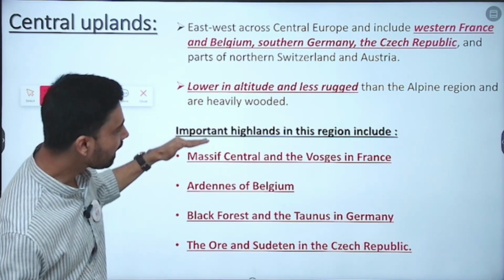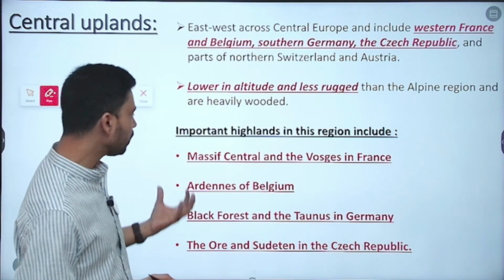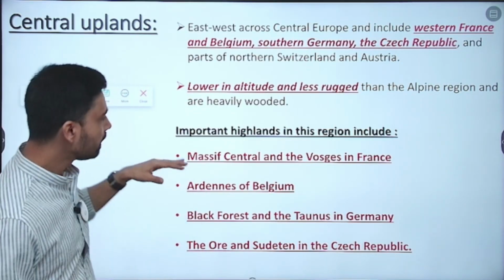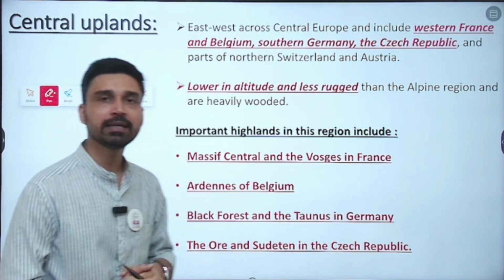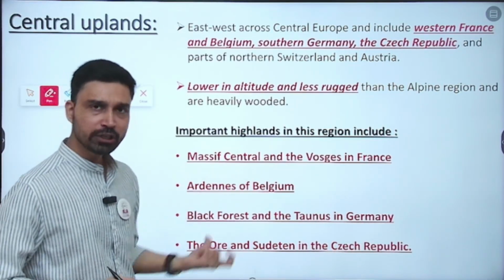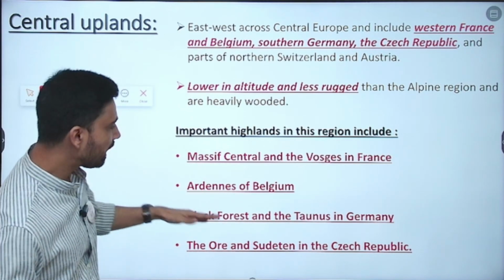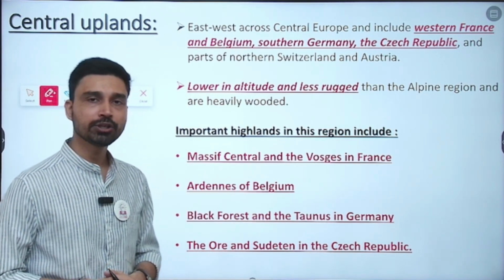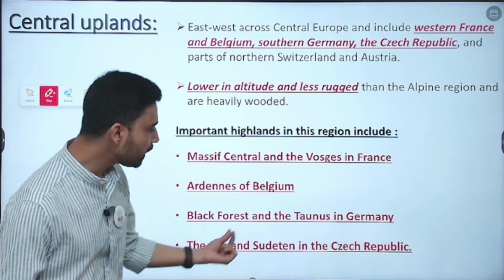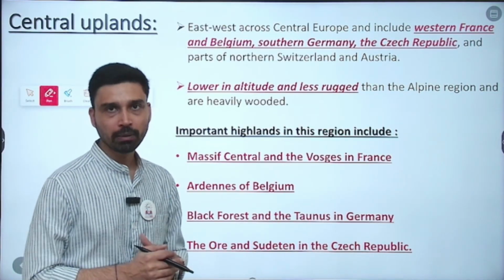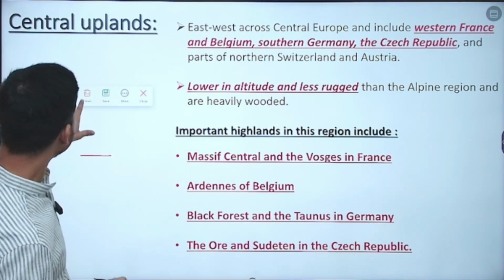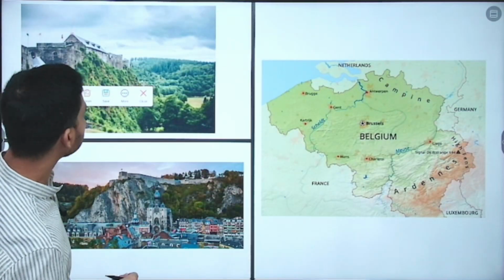Now this entire highland can be further divided into four major regions. First is the Massif Central and Vosges region that is located in France. We'll talk about each of them again later. Then we have the Ardennes of Belgium. Third is the Black Forest and the Taunus region of Germany. And then we have the Ore and Sudeten in the Czech Republic. So these are the four physiographical regions. Now, let's take a look at each of them one by one.